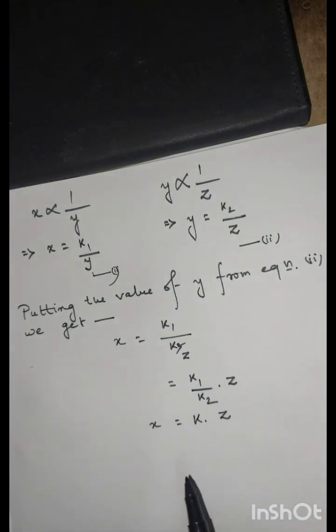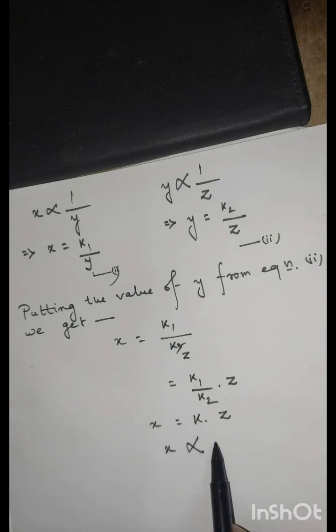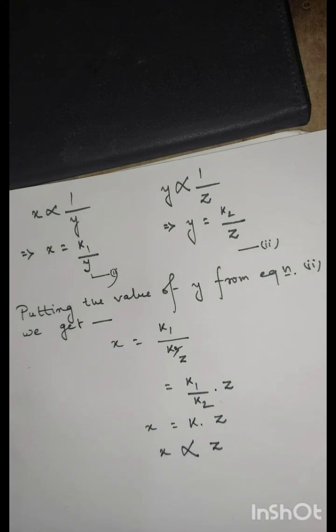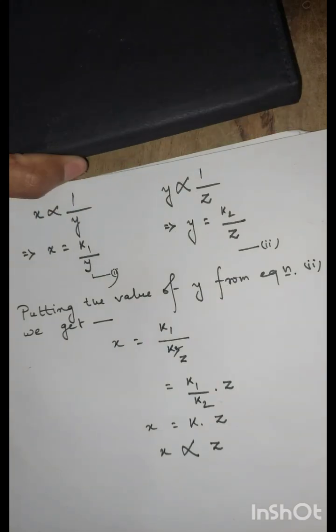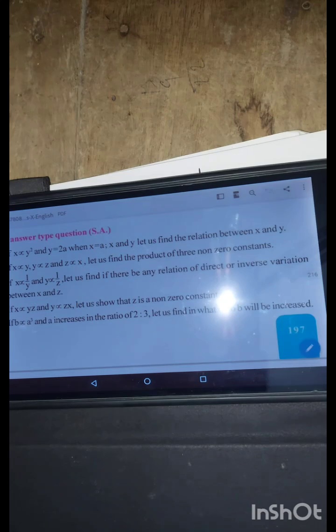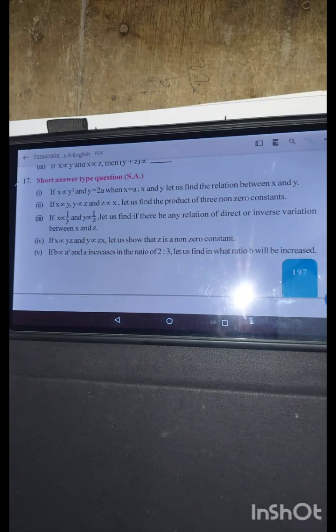So if we remove k and put equal to, it becomes x varies as z. So they are directly related. This is our answer. Now friends, let us proceed to our next question, that is question number 4.